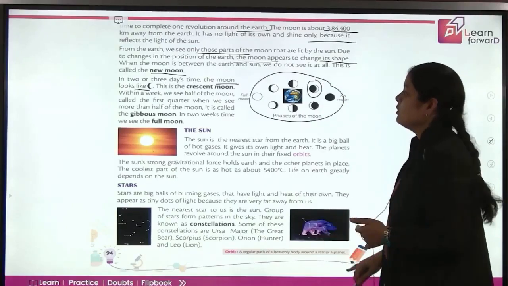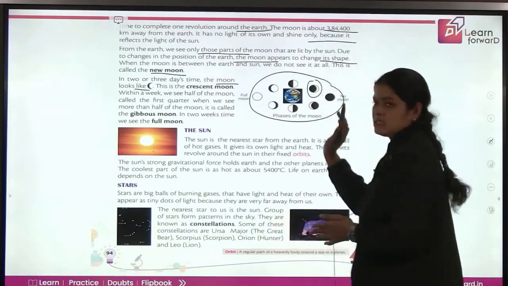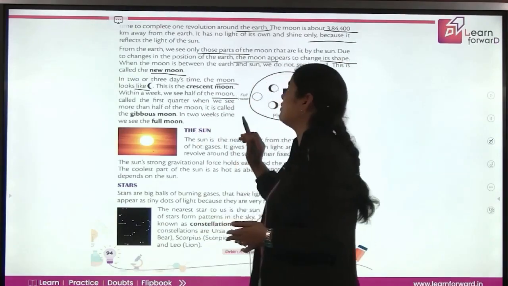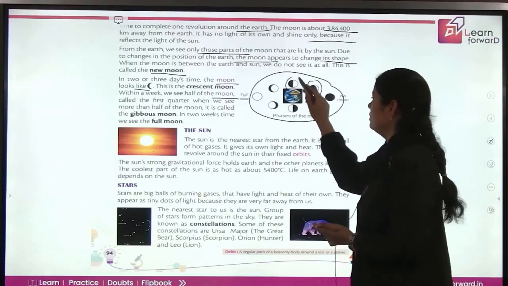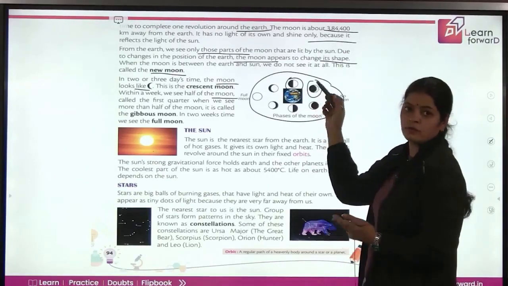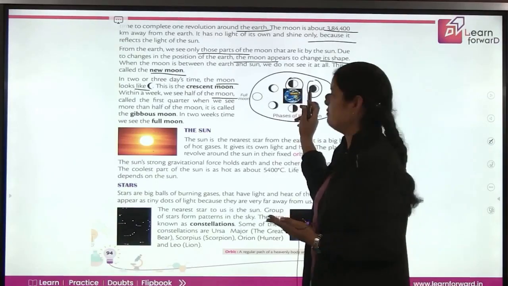Within a week after new moon, 2-3 days after, you can see a crescent moon, and within a week, half of the moon can be seen. Half of the moon. So this is a no moon day. Now crescent after 4-5 days. Then within a week, your half moon.